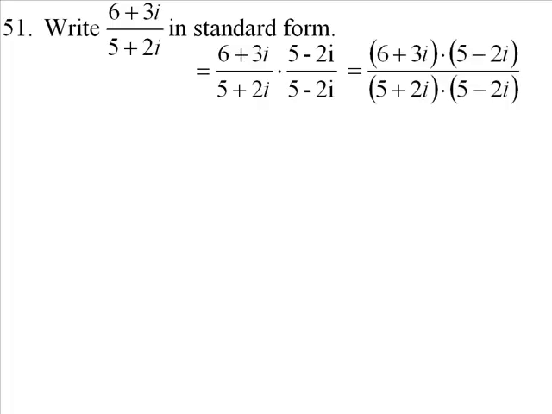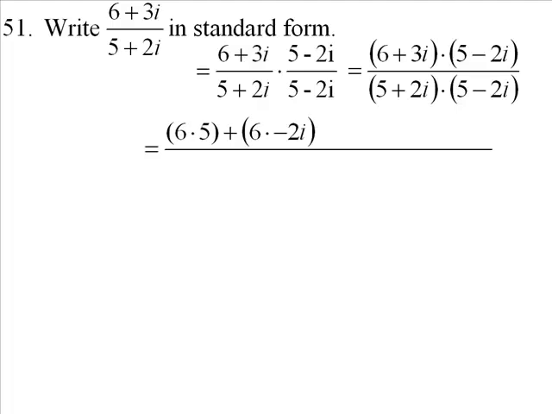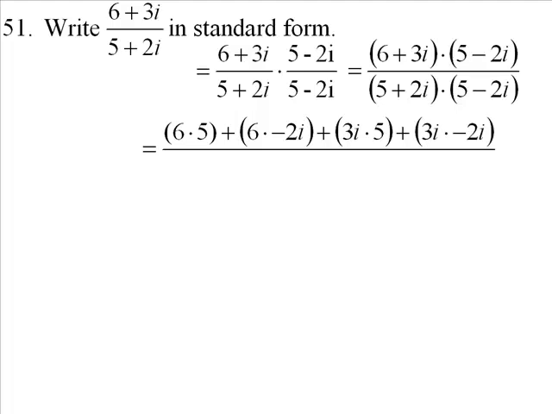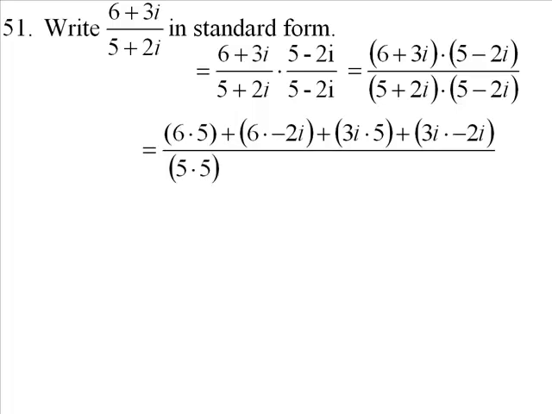We'll put that in parentheses, and we'll start with the top. We have 6 times 5 plus 6 times negative 2i, plus 3i times 5 plus 3i times negative 2i. The bottom now, we're going to have 5 times 5, 5 times negative 2i, 2i times 5, and 2i times negative 2i.